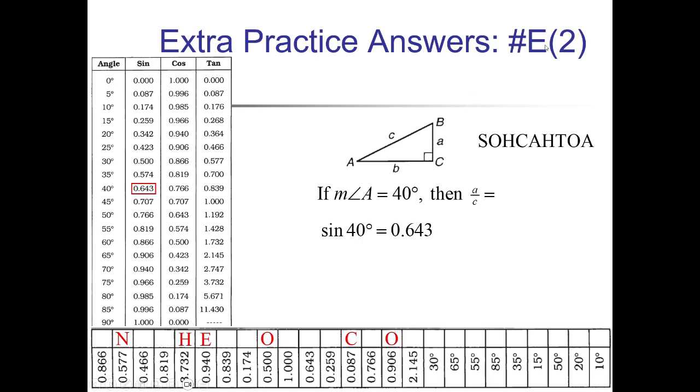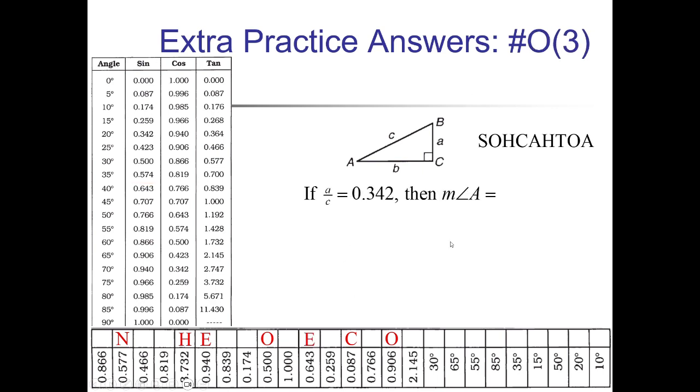So I'm putting an E under 0.643 right there. On this problem, we're told that A over C equals 0.342, and we want the measure of angle A. So based off of A over C is opposite over hypotenuse. So that again is the sine function. So what they're basically telling us here is the sine of some angle, the sine of A, equals 0.342.